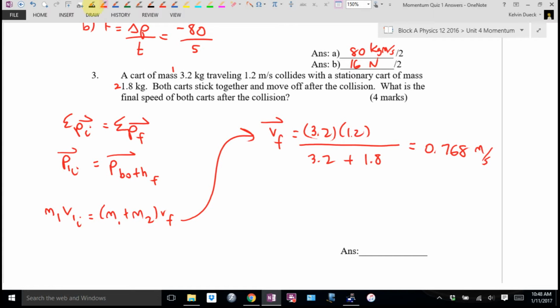If you get that, 4 out of 4. Otherwise, I would give you 1 mark for getting the VF by itself and 1 mark for the answer. Then I would turn the page.